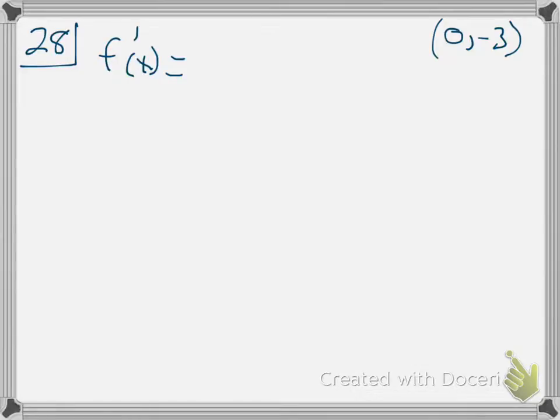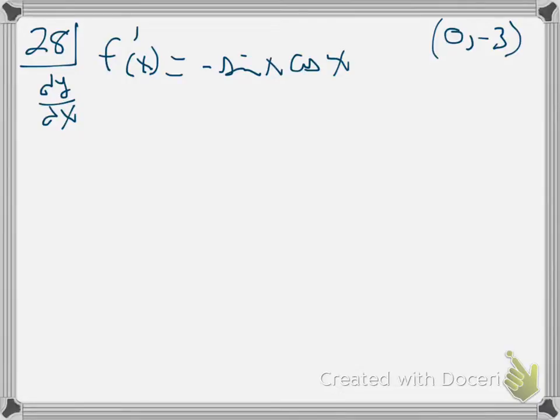Alright, number 28. Another differential equation type problem. They gave us that initial condition of 0, negative 3. Again, that's not an interval, that's an actual point. But this time they tell us f prime of x equals negative sine x cosine x. Remember, f prime of x is another way of writing dy/dx.